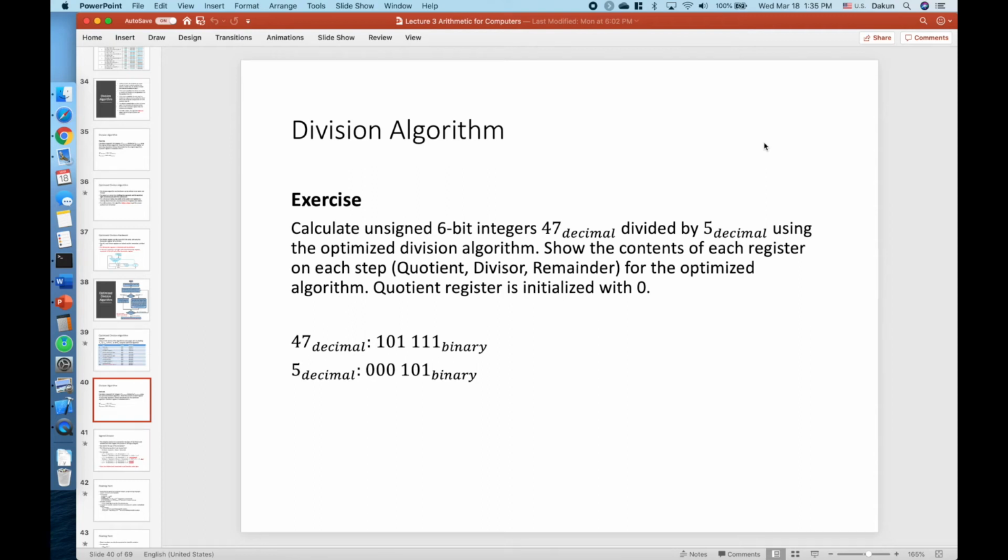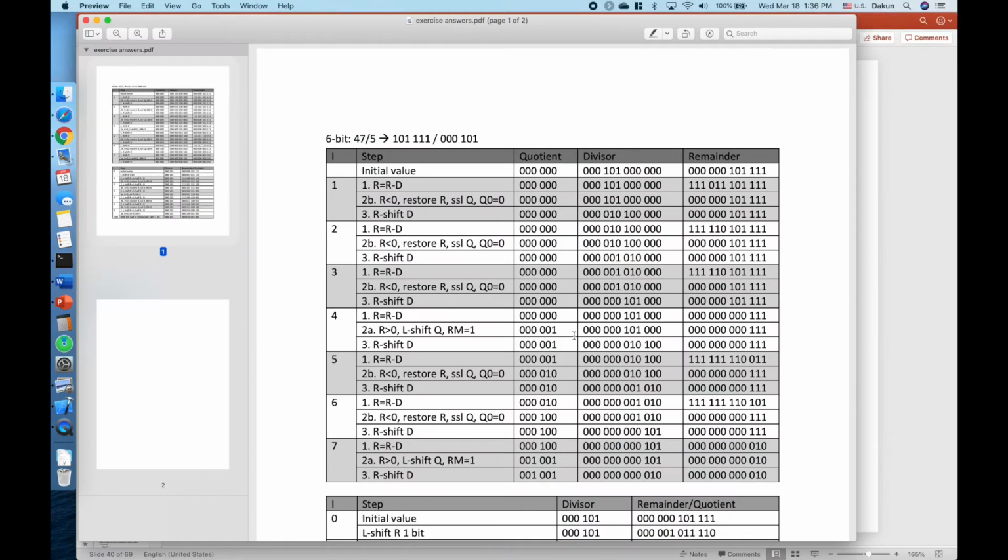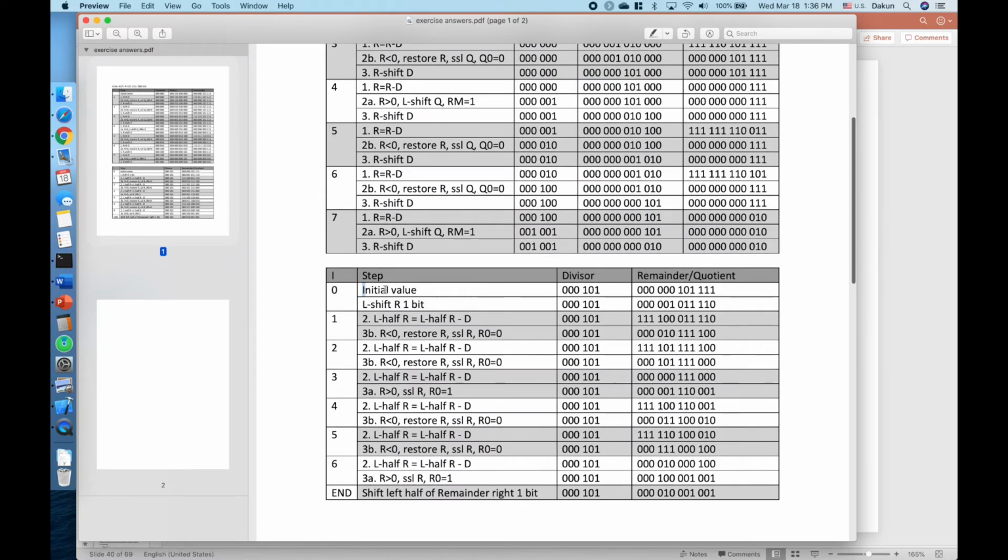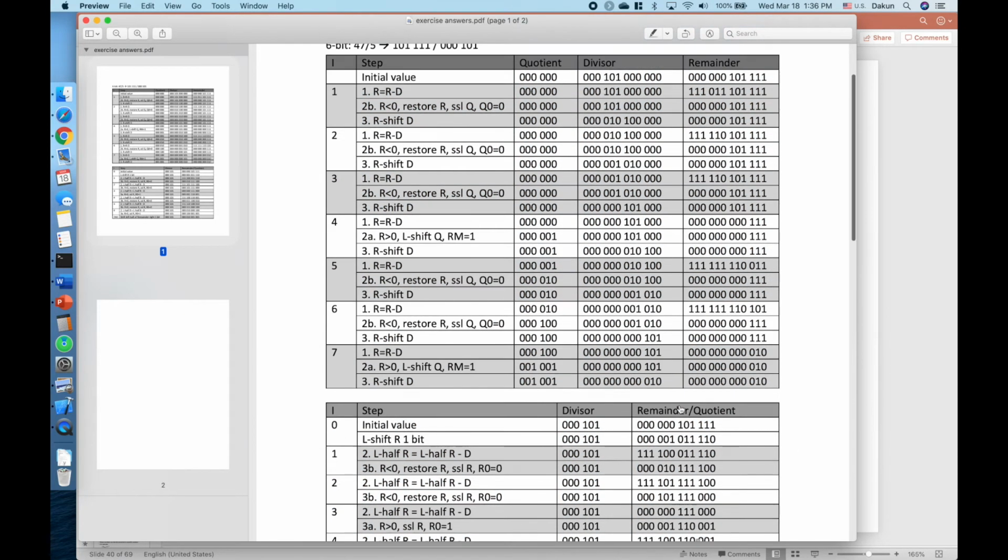Hello everyone. First of all, I'm going to talk about the exercise we did. The exercise is to calculate, with unsigned 6-bit integers, 47 divided by 5 using the optimized division algorithm and also the original division algorithm. So here is the solution. The first one is the original division algorithm, and the second form is the optimized division algorithm.